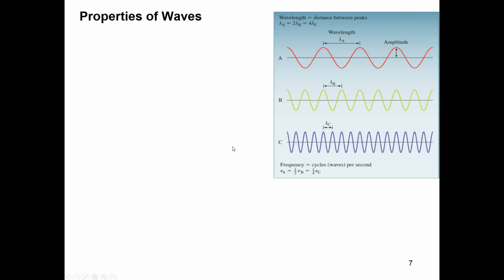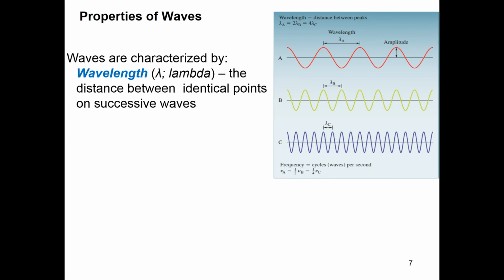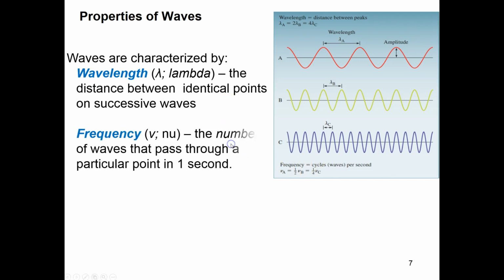If we think of the properties of waves, we can talk about the wavelength and the frequency. Wavelength is symbolized by this Greek lowercase l called lambda. It's the distance between identical points on successive waves, so from crest to crest, or from trough to trough would be examples. Frequency is symbolized by the Greek letter nu. It looks like a v, but it's really a Greek letter nu. And it's the number of waves that pass through a particular point in 1 second.